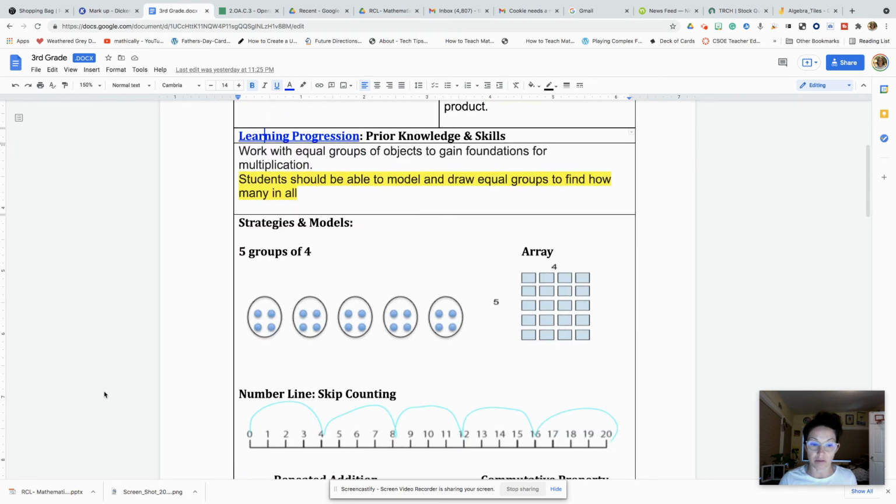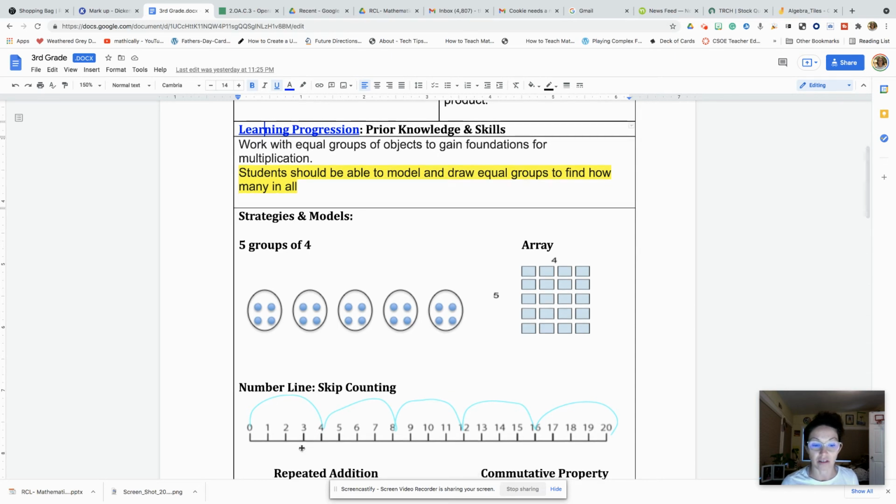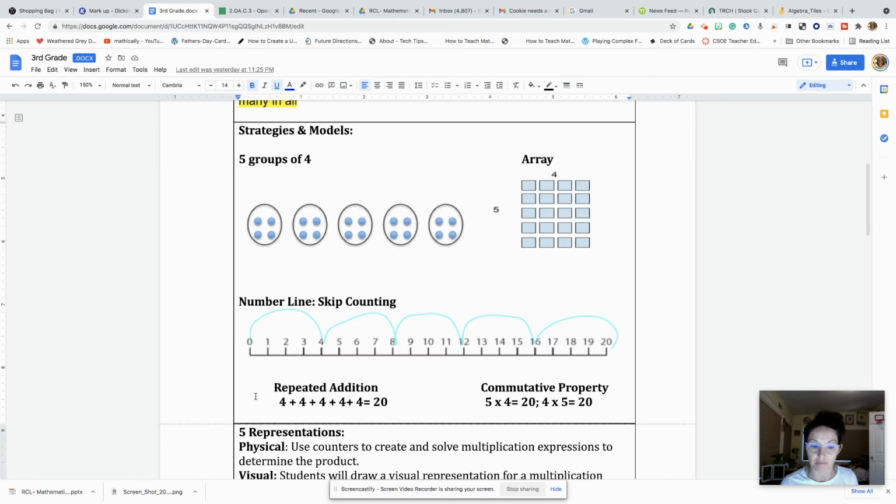One is with students making groups of objects and saying 5 groups of 4. So they've drawn 5 groups and they've put 4 in each group. I've also identified an array, which is an important foundation for multiplication. It also is supported with geometry standards and will help when students get to upper elementary and have to do area and surface area and things like that. Students might also use a number line. This is kind of an entryway into multiplication because they're using a skill like skip counting. So you can see here, students are skip counting by 4s 5 times.